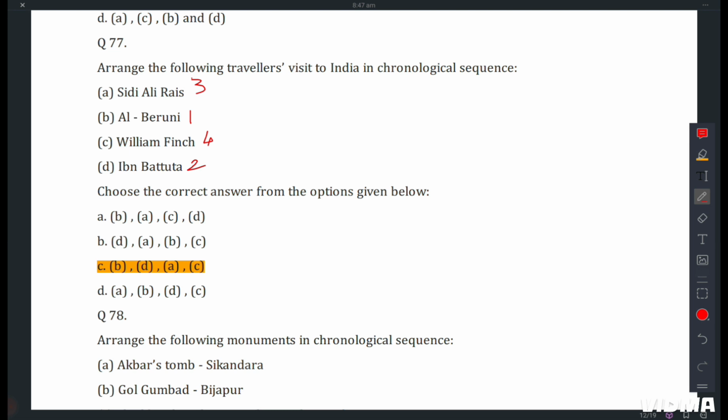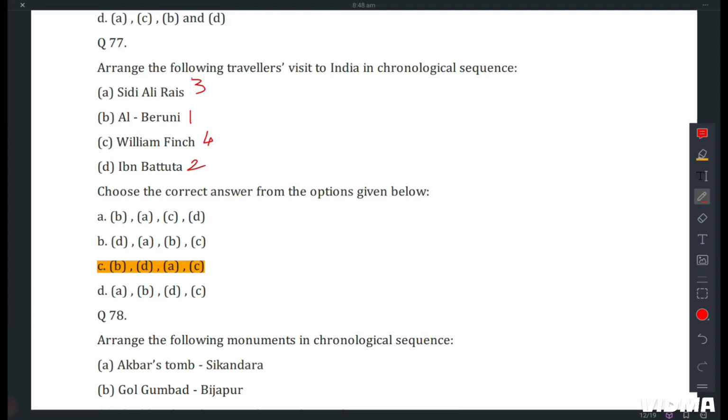Kitab-ul-Hind. Okay, in Arabic. 80 chapters on subjects such as religion, philosophy, festivals, astronomy, alchemy, manners, customs, social life, everything. Ibn Battuta, Moroccan Muslim voyager, who was born in 14th century, and his very famous book is Rihla.